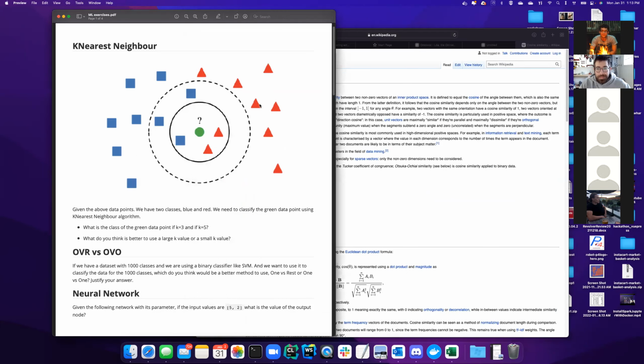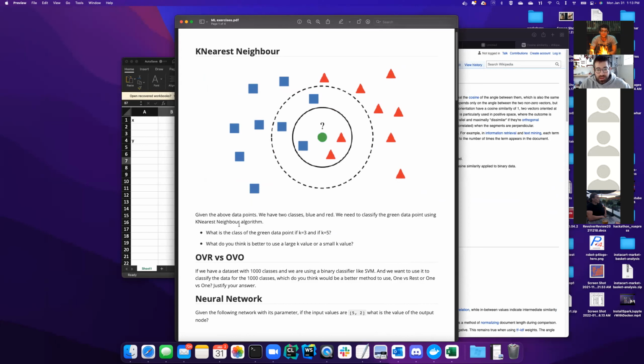But anyway, now the question is, what do you think is better to use, a large K value or a small K value? Whenever you get such a question, you should be analyzing. Don't just give it a number, like large or small. What would affect the prediction? How would a large K value or a small K value affect the prediction? You can start thinking from the maximum: take a very big K value and a very small K value. How do you think each would make a difference on the prediction?